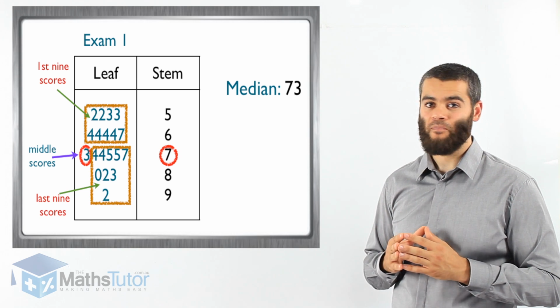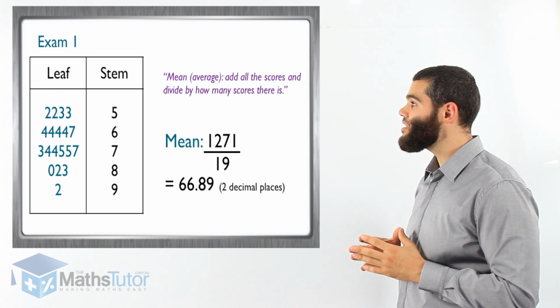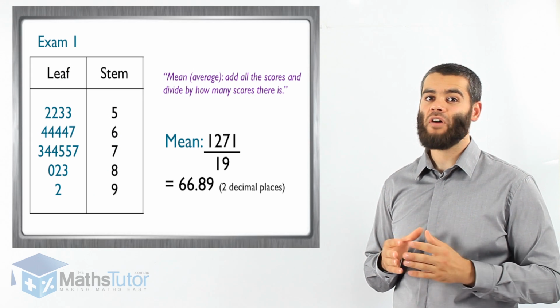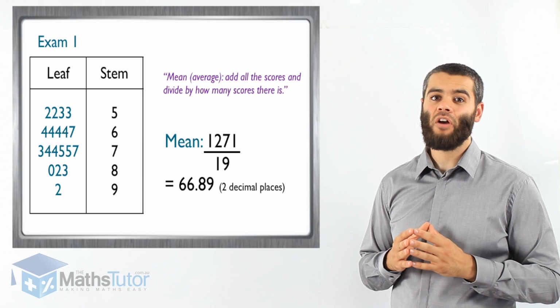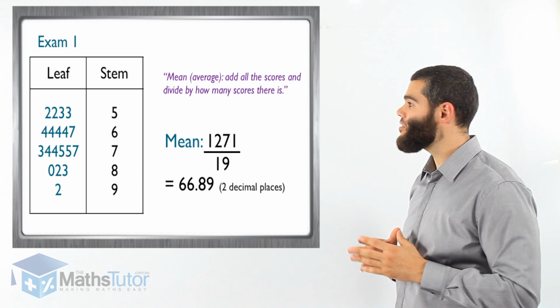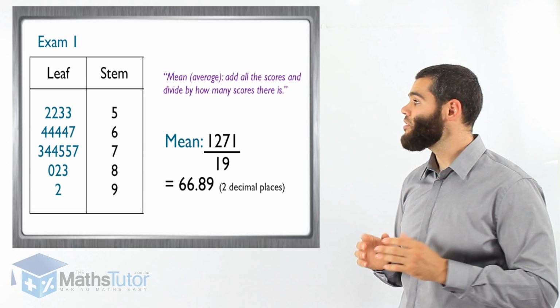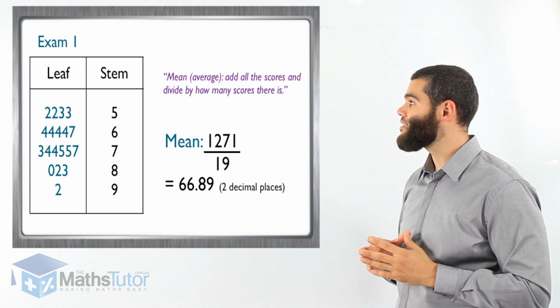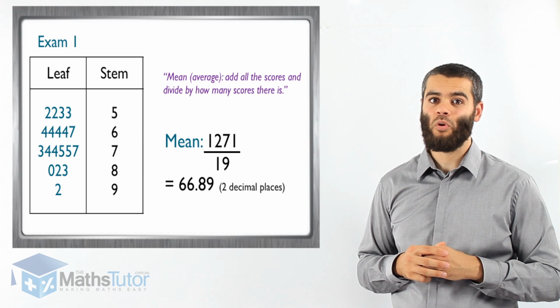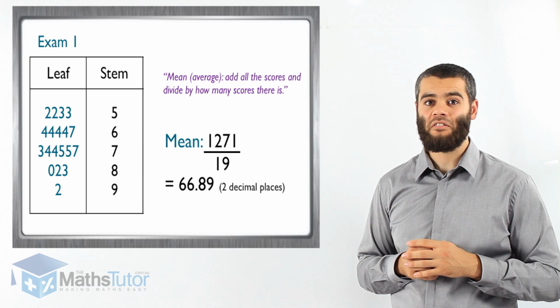It is the middle score. That is the median. The mean, basically, we add all the scores together. It's the average. We add all the scores and divide by how many there are. We know there are 19 scores altogether, so we add them up and we get a total of 1,271 divided by 19, which is 66.89. So the average for test number 1 was 66.89, corrected to 2 decimal places.